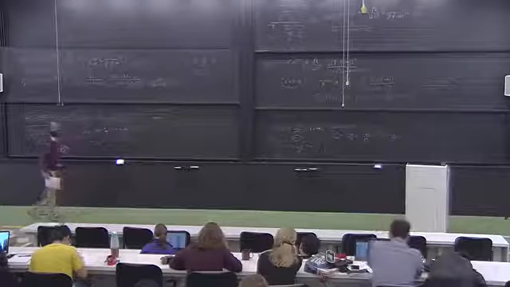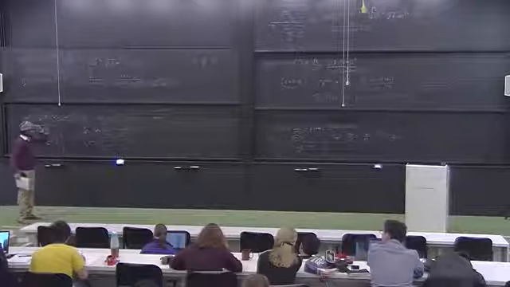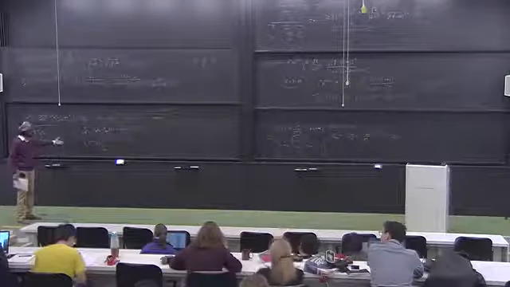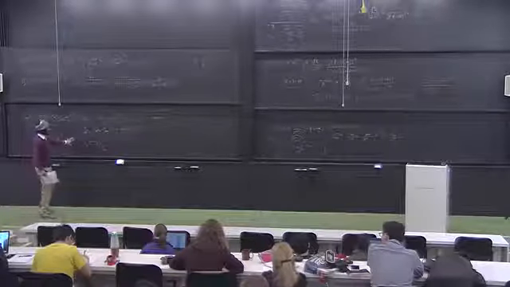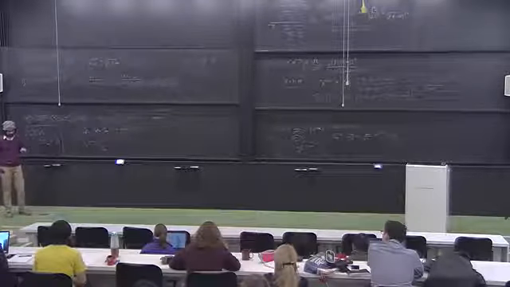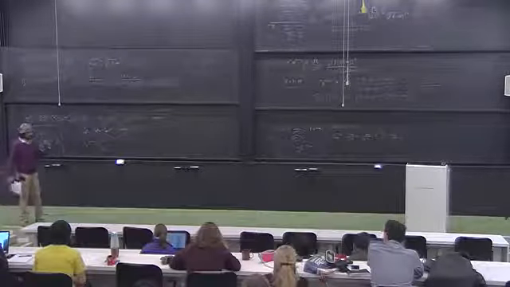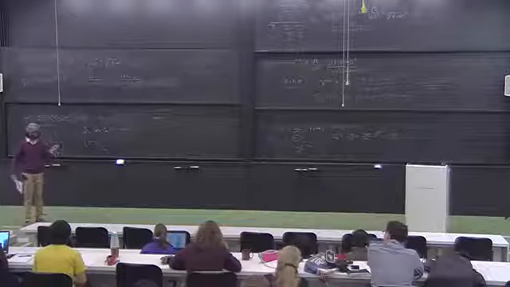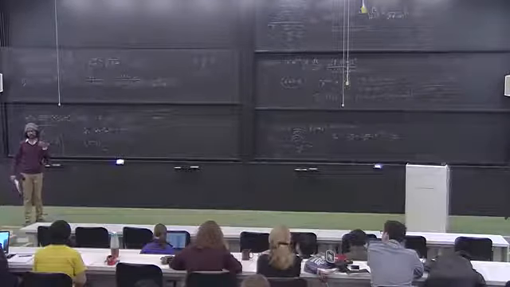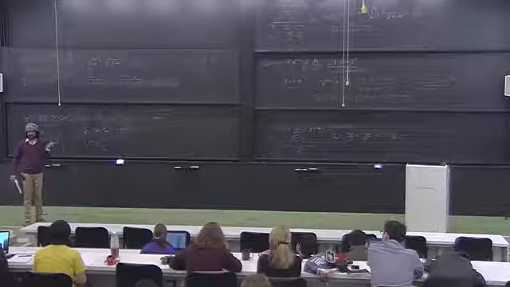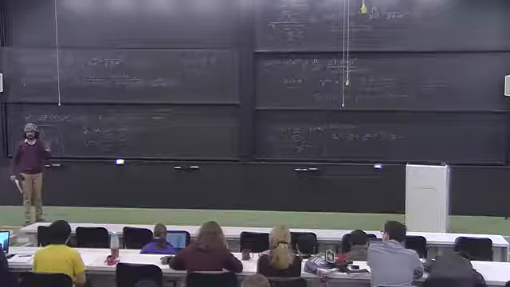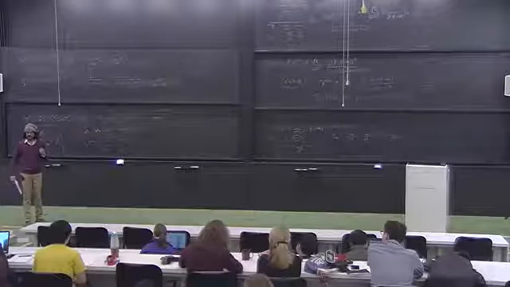And the physical result should be independent of your prescription. But the fact that the divergent part has this form means that when you add a counter term to absorb this divergence, that counter term will also have the same form, will be gauge invariant. So that renormalization does not spoil gauge invariance.